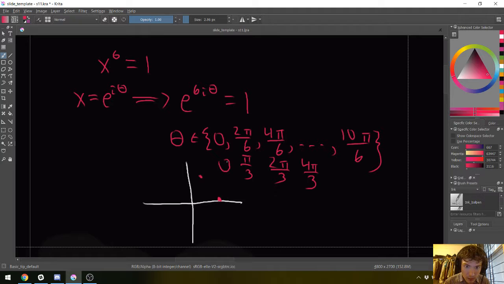0. I'm missing one. 1, 2, 3, 4. What am I missing? 6 pi over 6, which is pi, down here. Good. So pi over 3, 2 pi over 3, pi, 4 pi over 3, and 10 pi over 6 is 5 pi over 3. There we go. I'm just bad at arithmetic, but those are the 6 angles we found.